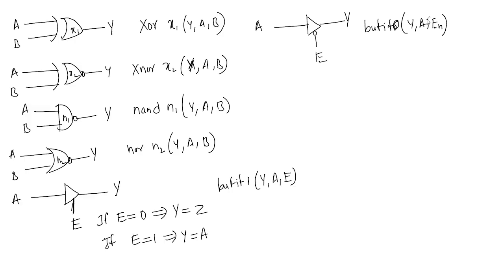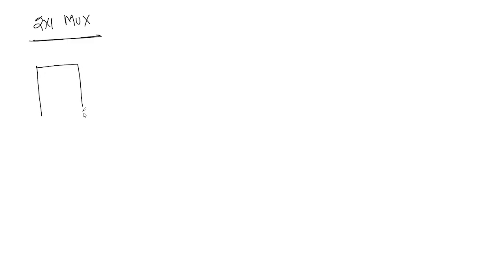This is nothing but gate level modeling. In gate level modeling we are using gate level primitives. For example, if you write a 2 cross 1 mux, how to write it using gate level modeling? We already saw the 2 cross 1 mux. Two inputs are there.